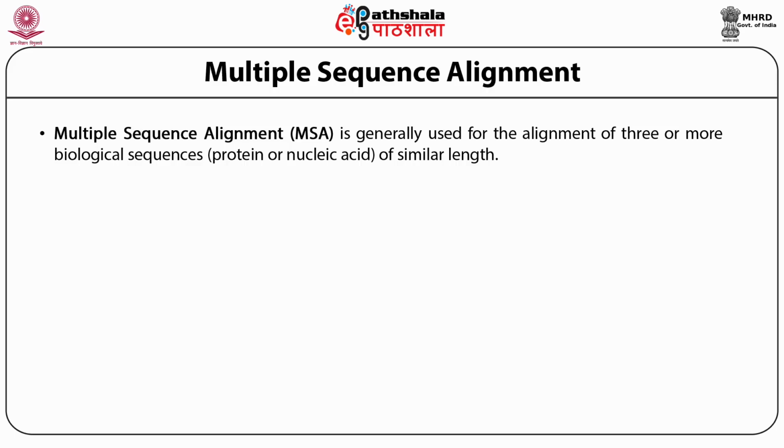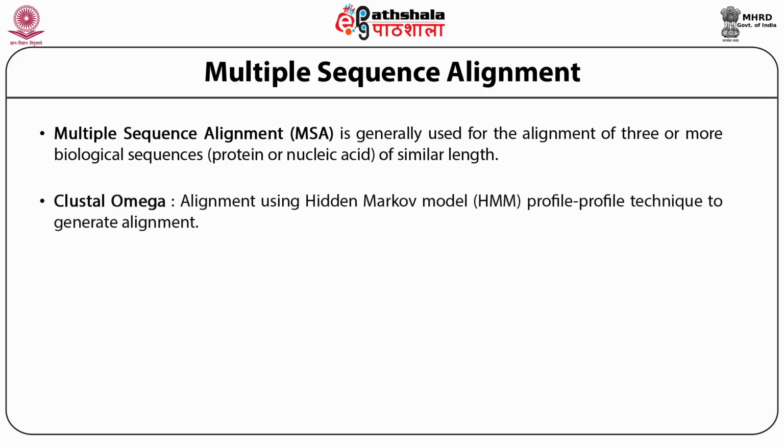So if you use 3, 4 or many sequences to do an alignment and to get a statistical idea about the sequence alignment between these query sequences, there are different types of methods used. For example, if you take Clustal Omega, the alignment is done using a hidden Markov model, that is a profile to profile technique to generate the alignment. This will be discussed more in the hidden Markov model topic.